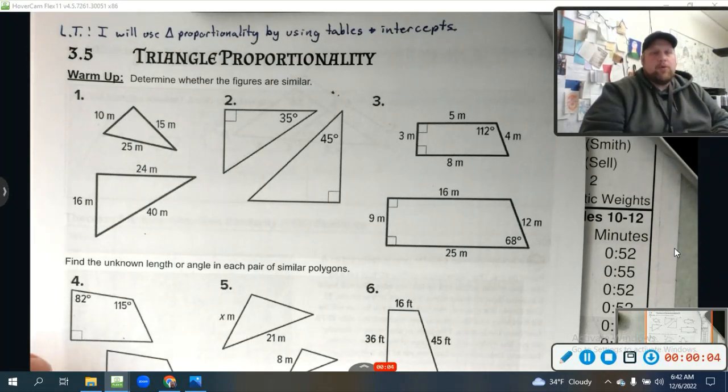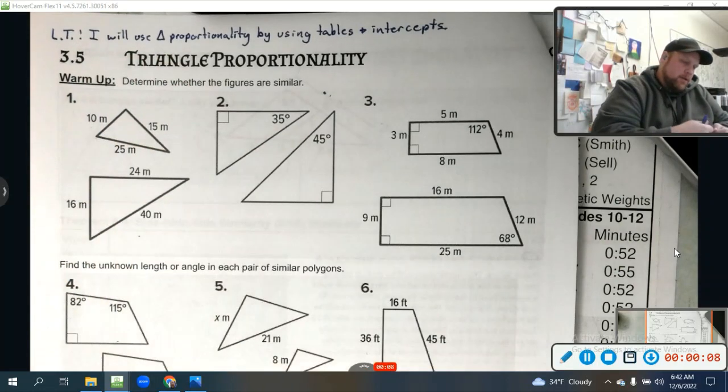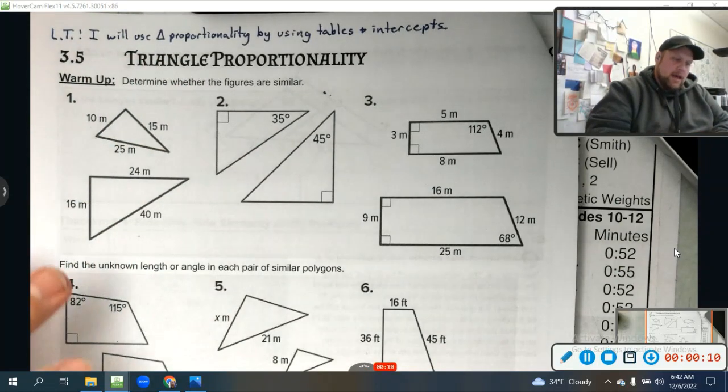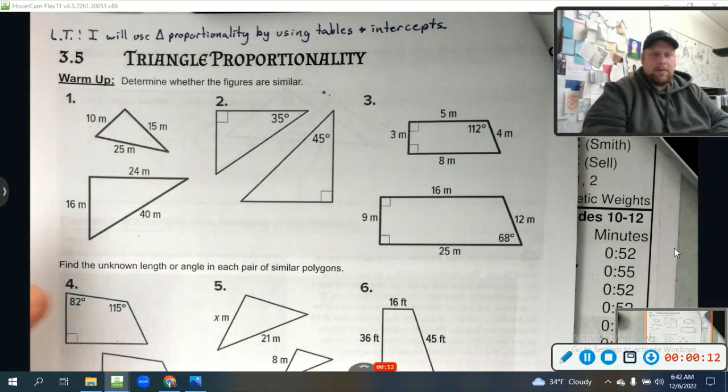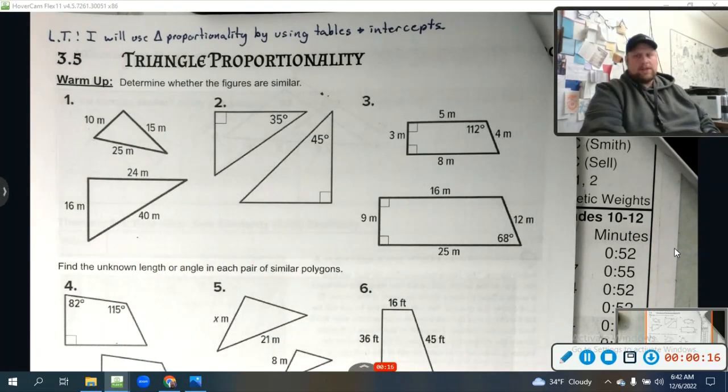All right, this is 3.5, triangle proportionality. Your learning target, write it down up top. I will use triangle proportionality by using tables and intercepts. Take a minute. See if you can determine if these are similar. Ready, set, and go.